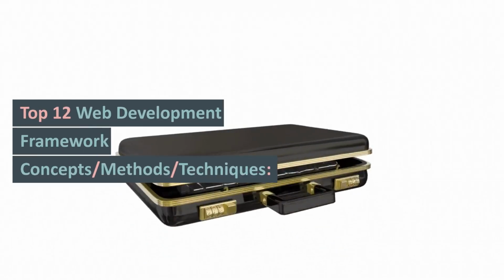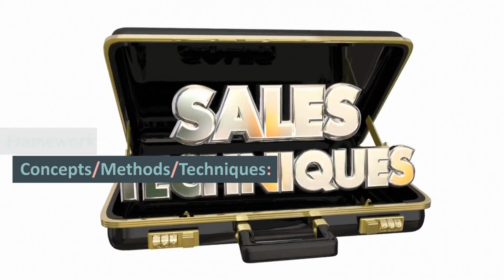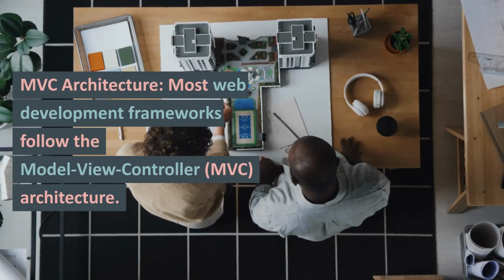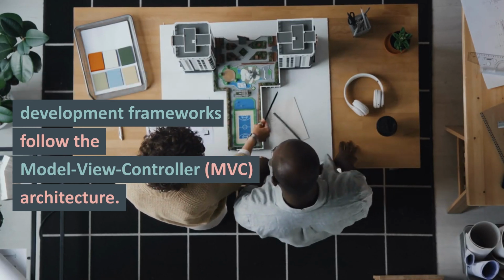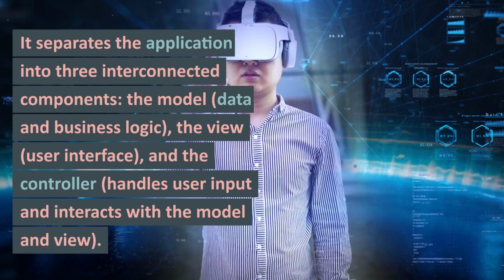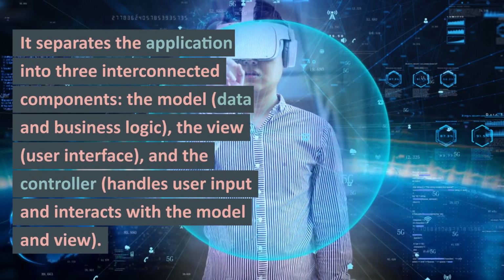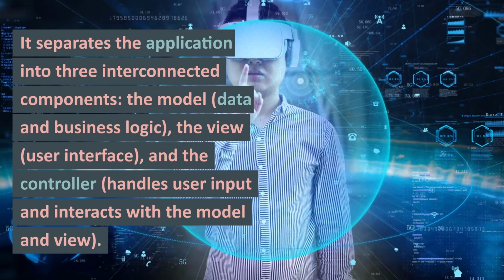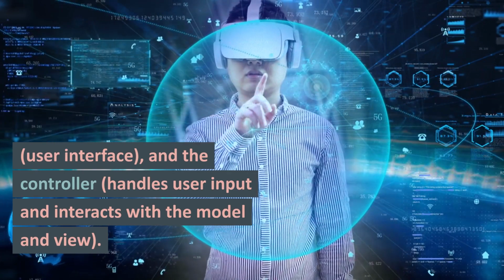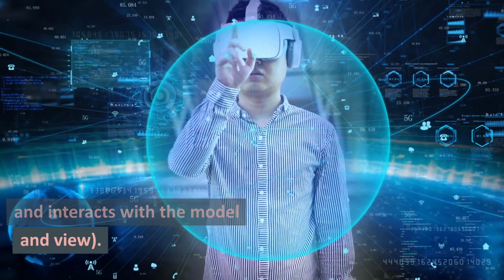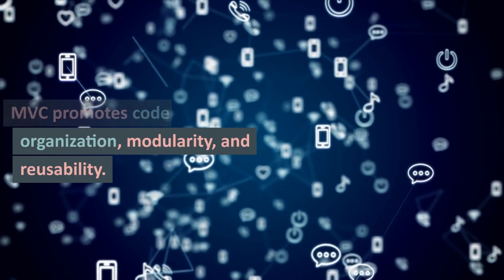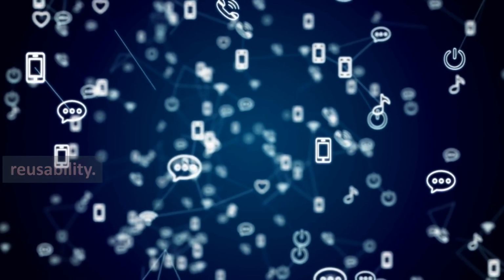Top 12 Web Development Framework Concepts, Methods, Techniques. 1. MVC architecture. Most web development frameworks follow the Model View Controller (MVC) architecture. It separates the application into three interconnected components: the model, data and business logic; the view, user interface; and the controller, handles user input and interacts with the model and view. MVC promotes code organization, modularity, and reusability.